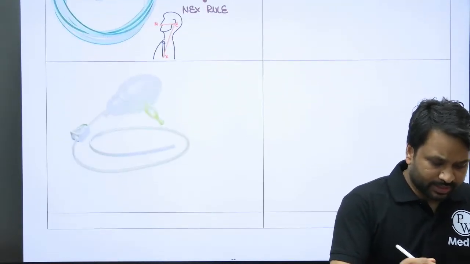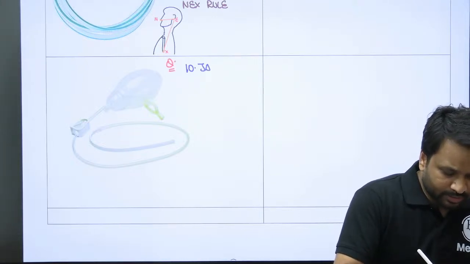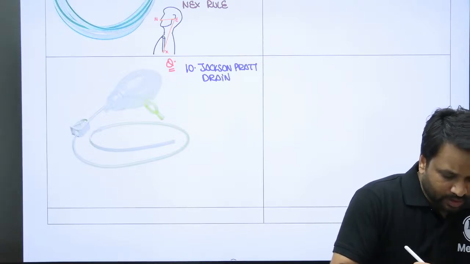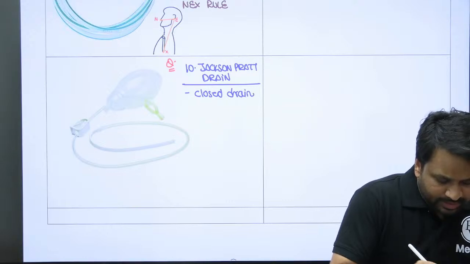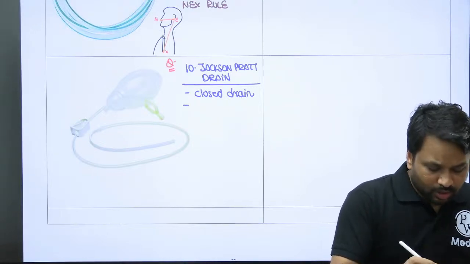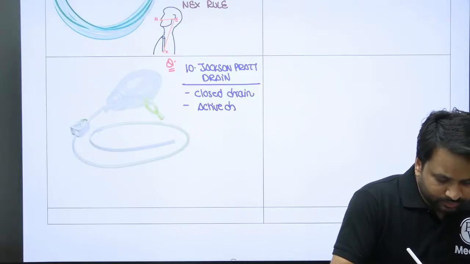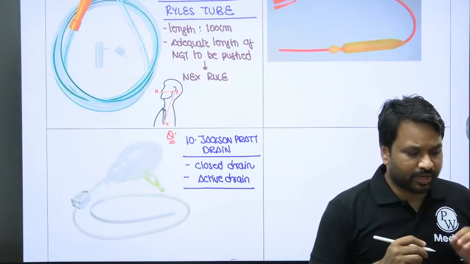Now image number 10 is your previous exam question, right? This is what we call the Jackson-Pratt drain. This is an example of a closed drain, and it works on the principle of active drainage. That's your Jackson-Pratt drain.